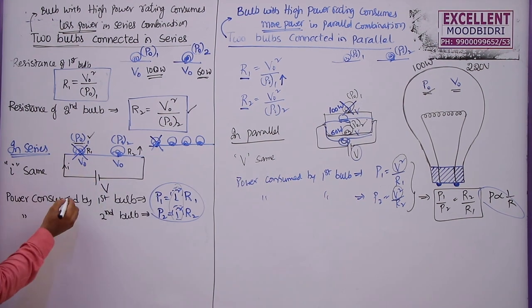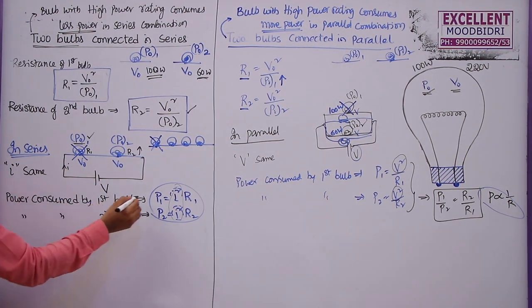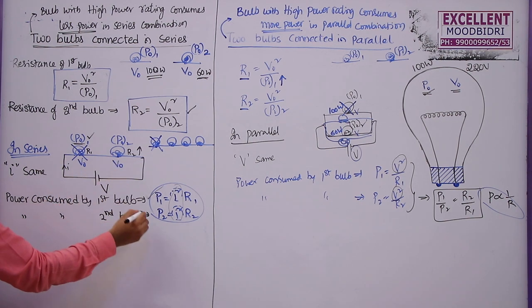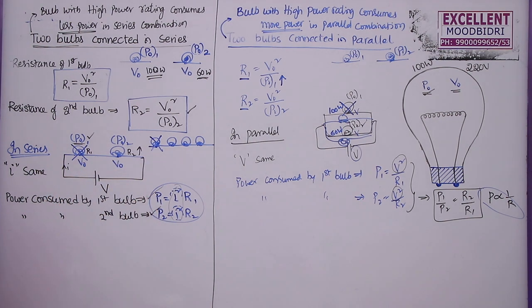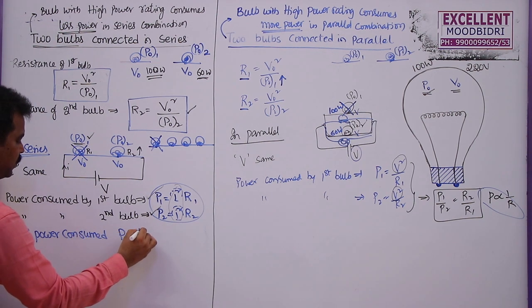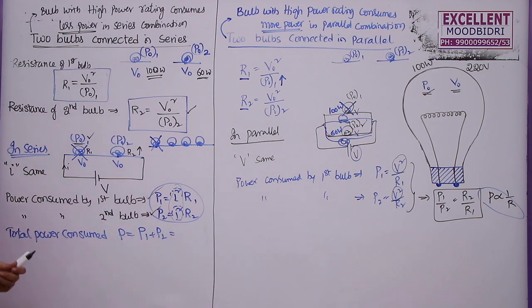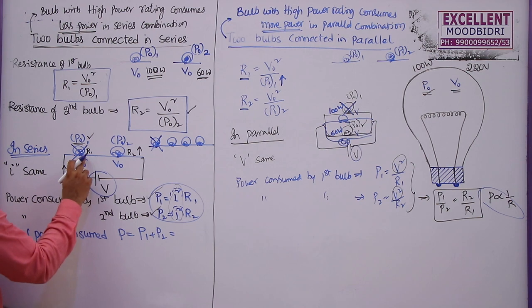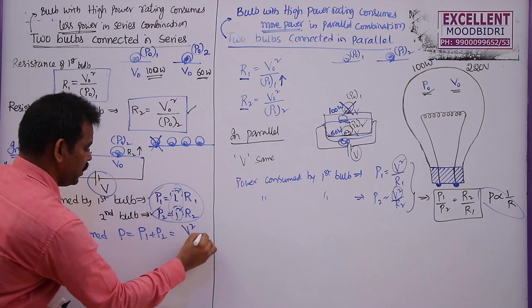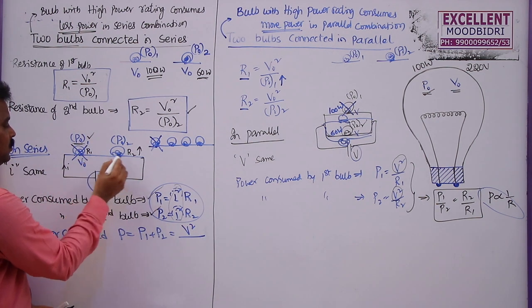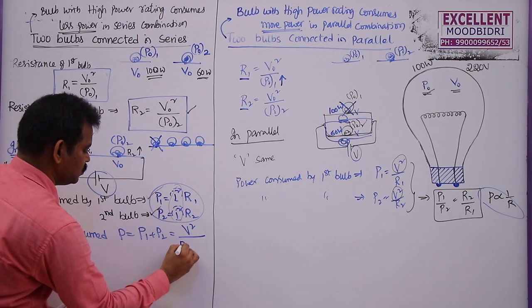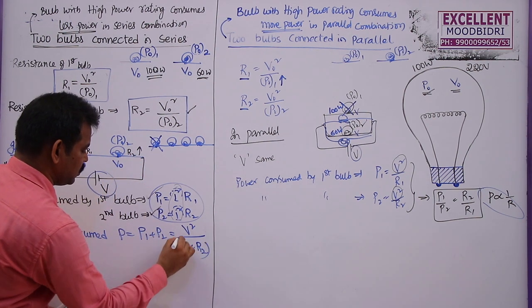In series combination, the actual power consumed by the first bulb is this much, the actual power consumed by the second bulb is this much. What is the total power consumed in series combination? The total power consumed is given by P1 plus P2. So how to find this total power consumed? It is the square of the applied voltage divided by the total resistance, V square by R1 plus R2, since in series combination the resistances add.